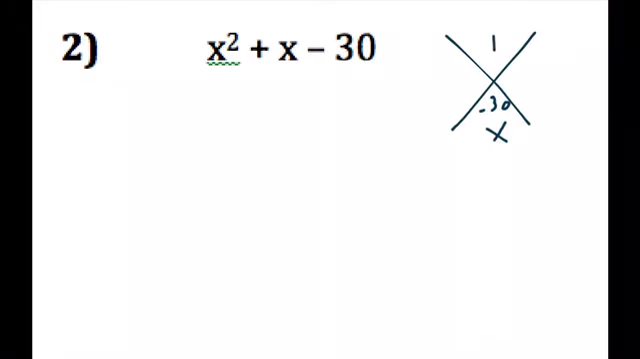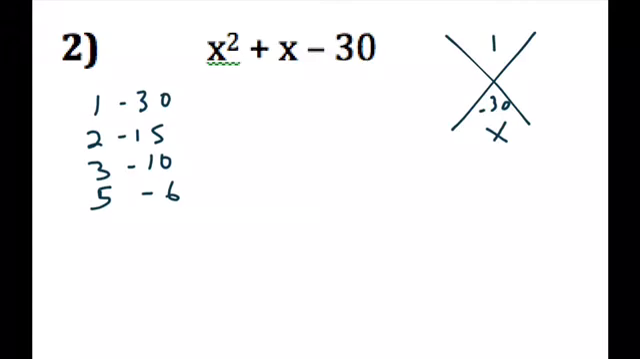So I want to look at all my options here for factors of negative 30 when I multiply them. I've got 1 and negative 30, 2 and negative 15, 3 and negative 10, and 5 and negative 6. Now if I multiply all these together, they're going to equal negative 30. But do any of these added together equal positive 1?